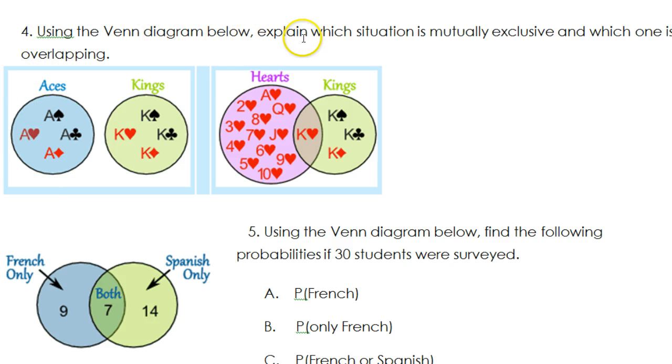Look at number 4. Using the Venn diagram below, explain which situation is mutually exclusive and which one is overlapping. I'm really straining not to say duh, because that sounds hurtful, and I always try to be helpful, not hurtful. You students at home, if I could teach you one thing, forget about math. Be helpful, not hurtful.